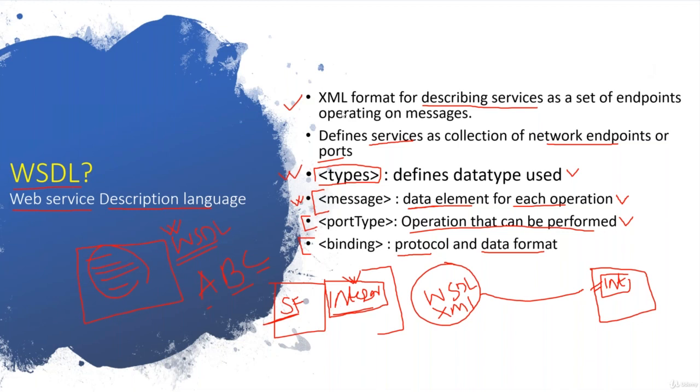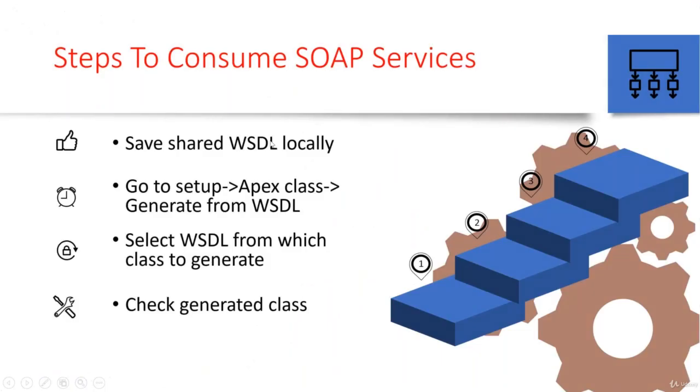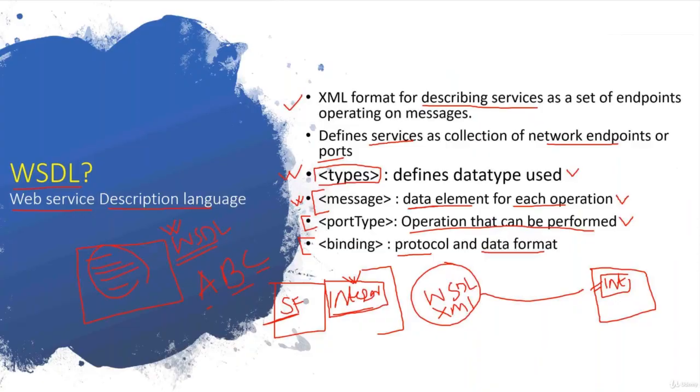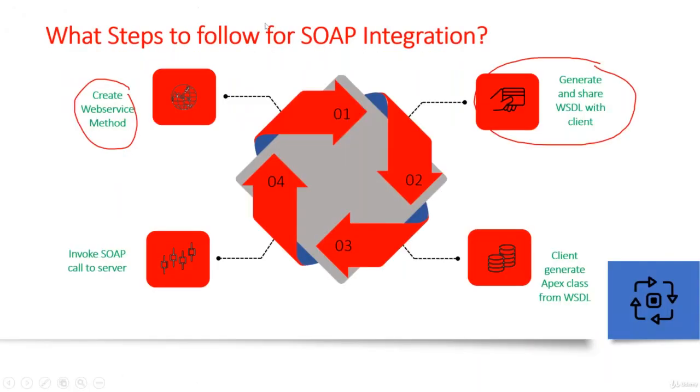So in the previous session, we understood what is WSDL, Web Service Description Language. Now next, we'll see how we can consume this WSDL on the client side. If you remember, on the server side, we create the web service, then we generate the WSDL file, and that WSDL file will be shared with the client, then the client can generate an Apex class from that.